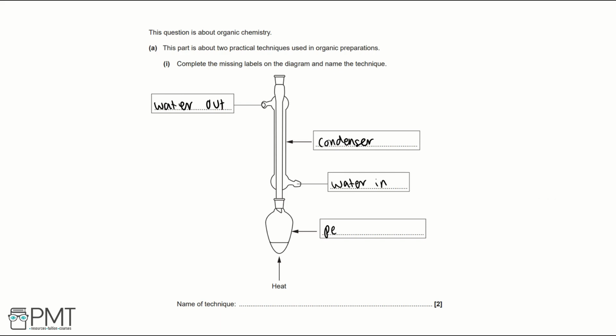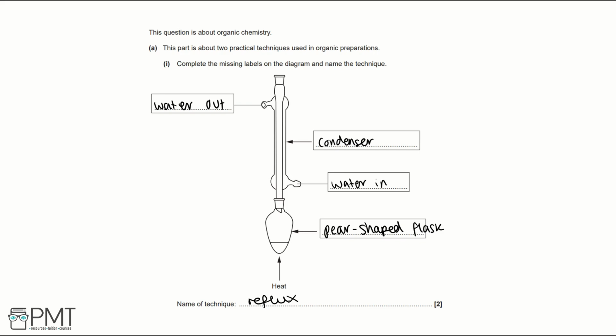So there are two different options for this. You could either say that it's a pear-shaped flask, or you could say it's a round bottom flask. Either would be accepted. The name of this technique is reflux. So this is a very common A-level technique, especially when making aspirin.